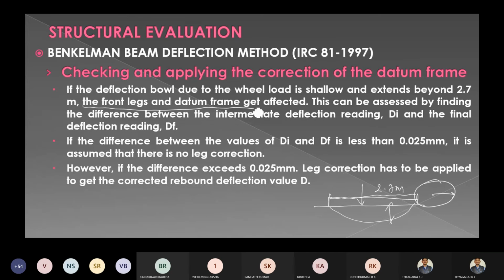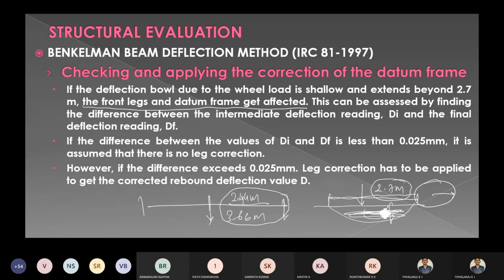the front legs and datum frame get affected. Why? Because the length of the beam is 3.66 meter. Here 2.44 meter is the distance between the hinge and the probe. If the bowl length is 2.7 meter, the front portion of the beam will be affected. So remember, if the bowl is formed at a width of 2.77 meter, the length of the beam is 2.44. The front legs and the probe will sink into this deflection bowl.